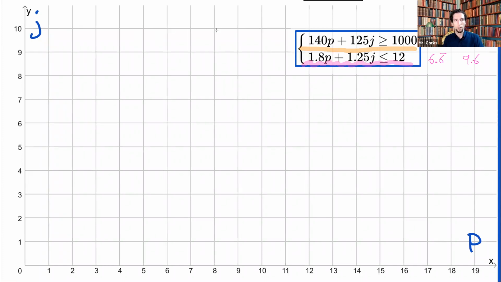Let's put these on our graph. So the first one, orange one, we have P at 7.14. So hard to put the exact location, but it's going to be about here. And then 8, that one we can do precisely. And our other one, J 9.6, 9.5 is there. So let's just go up a little bit. And then 6.6 will give us about there. Okay, so those are the lines.